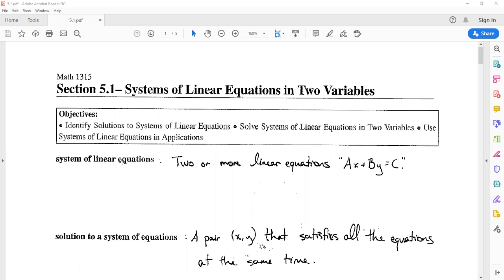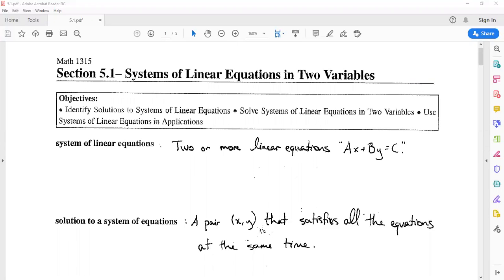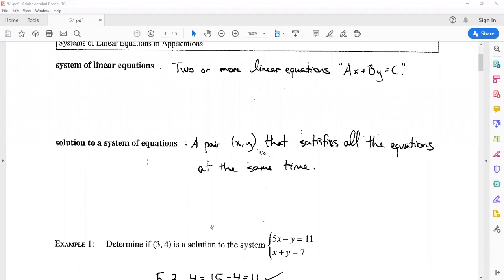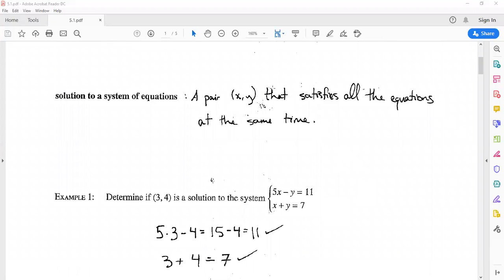Well, it's really just a collection of two or more linear equations, which we'll write as ax + by = c. So a, b, and c are going to be some real numbers, and x and y are the variables here. And so a solution to a system of equations is going to be a pair (x, y). That represents a point in the plane that satisfies all the equations in the system of linear equations at the same time.